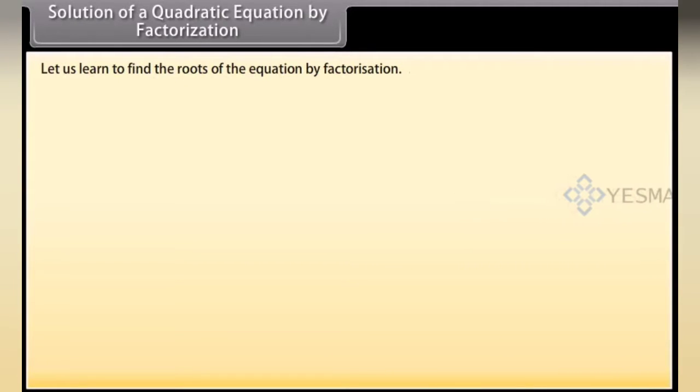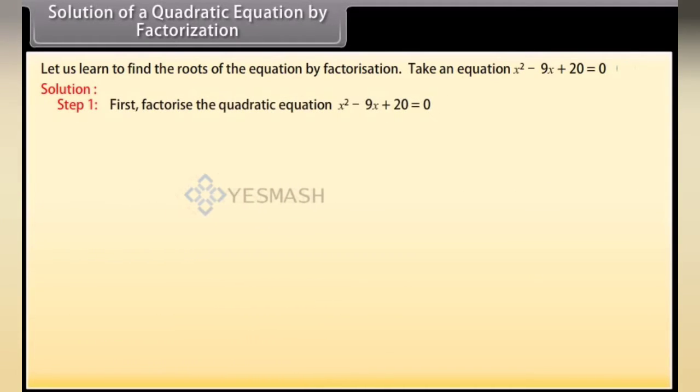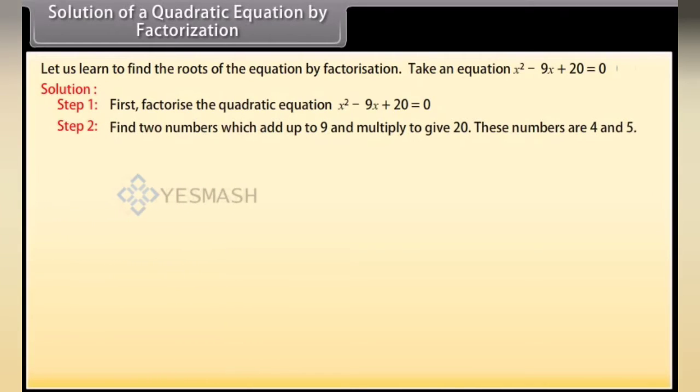Solution of a quadratic equation by factorization. Let us learn to find the roots of the equation by factorization. Take the equation x square minus 9x plus 20 is equal to 0. Solution. First, factorize the quadratic equation x square minus 9x plus 20 is equal to 0. Find two numbers which add up to 9 and multiply to give 20. These numbers are 4 and 5. So, x minus 4 into x minus 5 is equal to 0.